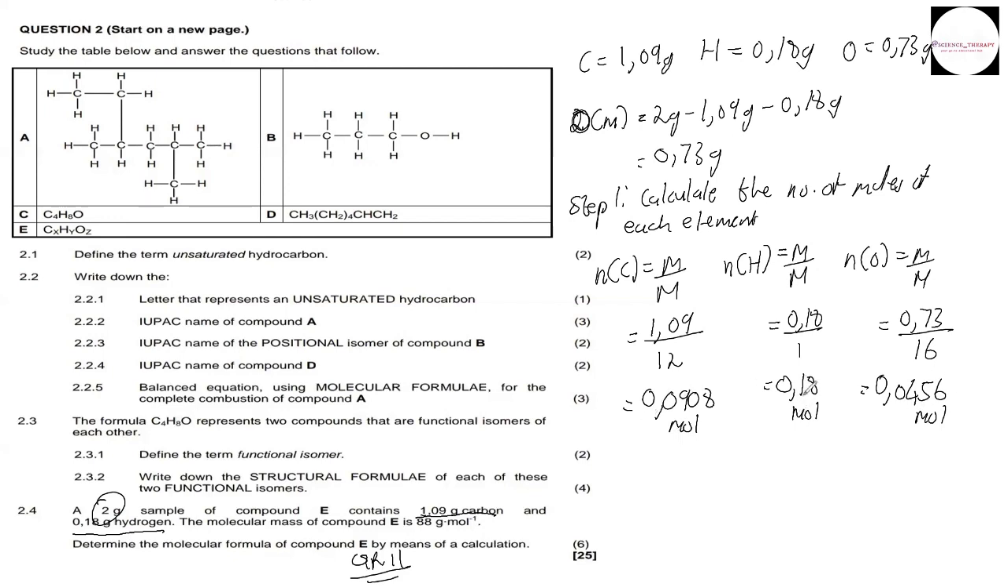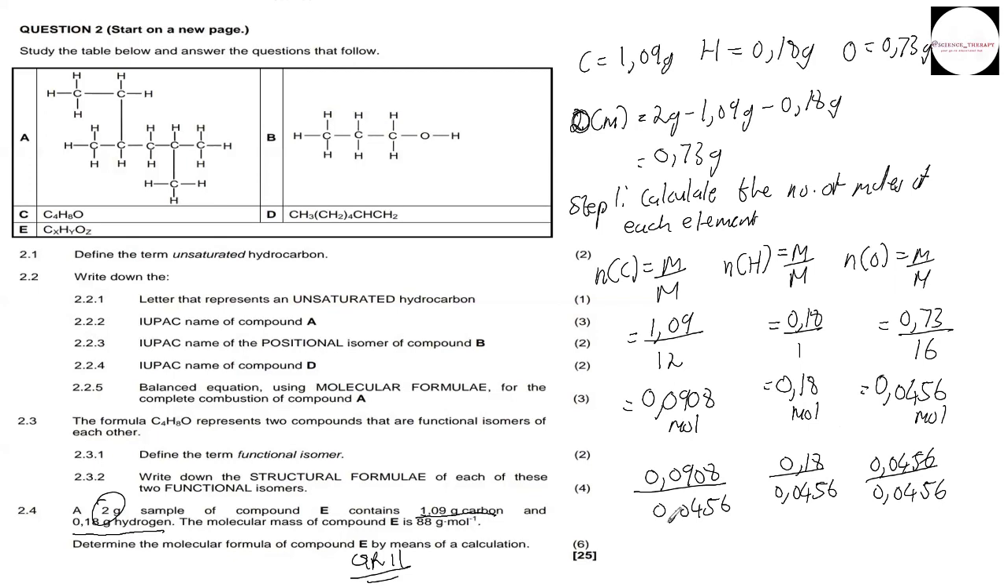Now we know the next step is to divide by the smallest number of moles, right? Looking at all these numbers, we can tell that the smallest number of moles is obviously this one here. So we have 0.0908 divided by 0.0456, and also here 0.18 divided by 0.0456, and then 0.0456 divided by 0.0456, right?